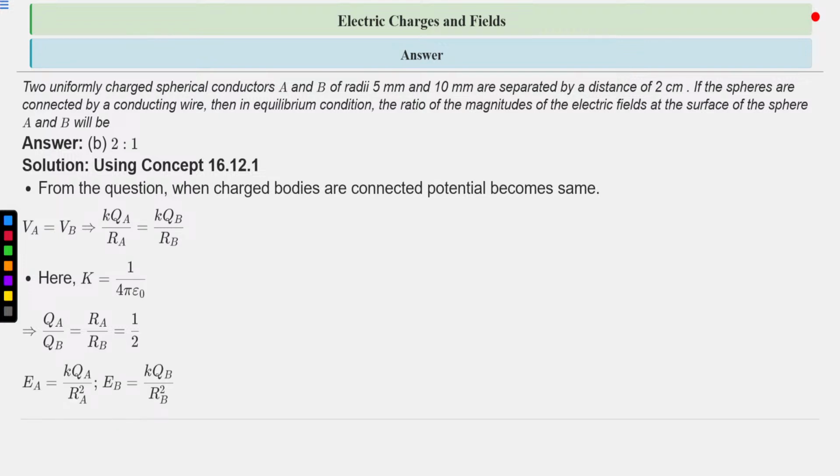Now the electric field at the surface of conductor A. We know that the formula for the electric field on the surface of any spherical conductor is KQ upon R square, where R is the radius of the spherical conductor. So the electric field on the surface of conductor A is KQA upon RA square, and on the surface of conductor B, the electric field is KQB upon RB square.